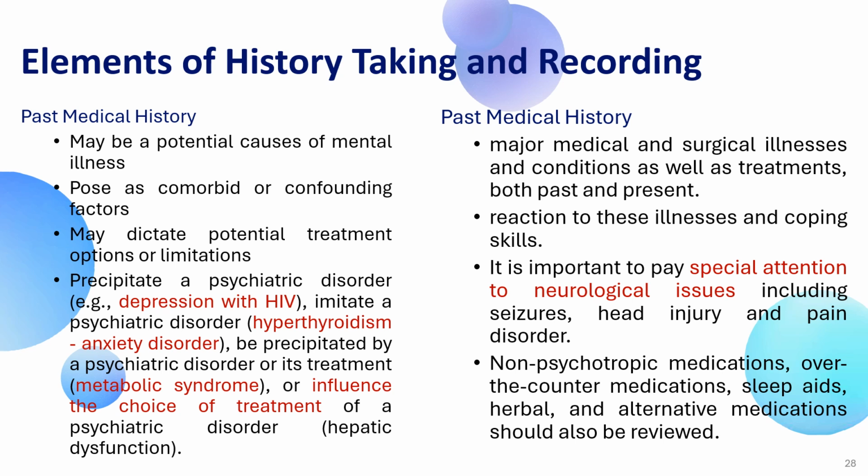In the past medical history, major medical and surgical illnesses and conditions as well as treatments, both past and present, should be recorded. Reaction to these illnesses and coping skills used during the past episodes should also be noted. It is important to pay special attention to the neurological illnesses like seizures, head injury, and pain disorders. Non-psychotropic medications like over-the-counter medications, sleeping aids, sleeping pills, herbal medications, alternative medications should also be reviewed in past medical history.